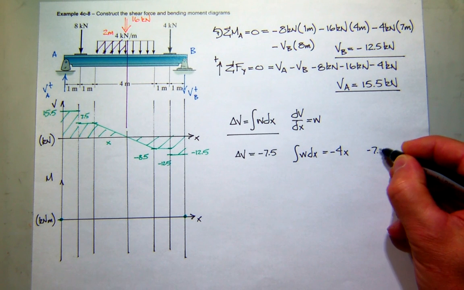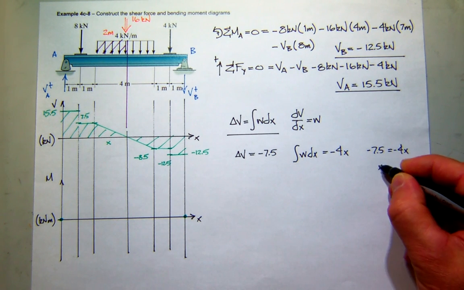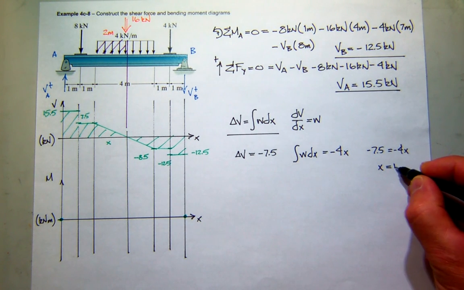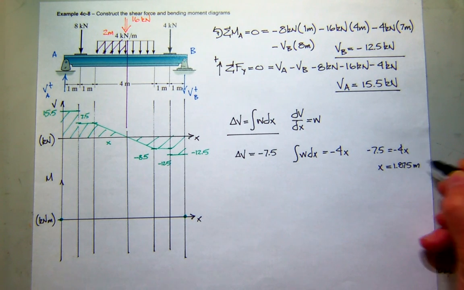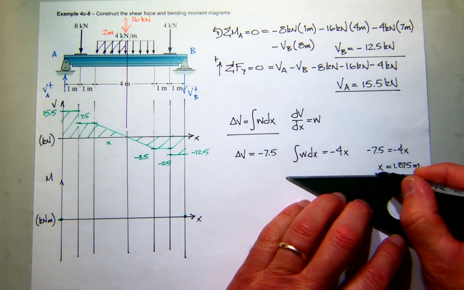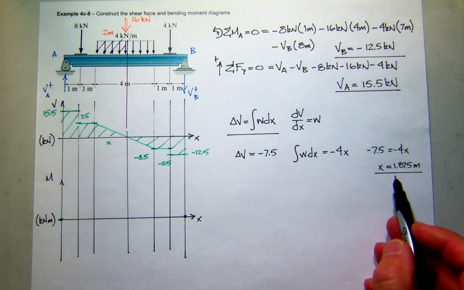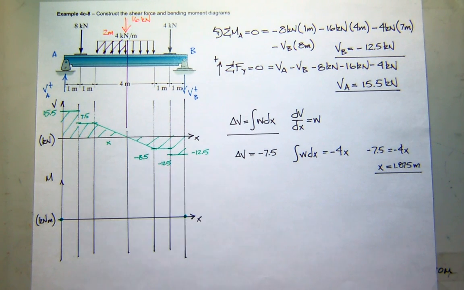So I get -7.5 equals -4x. So x is, what's 7.5 divided by 4? What'd you get, Mr. Rippey? 1.875 meters. Oh, that's going to be a nasty number. These should be rigged so that the number comes out to be like 3, 2. But it is what it is. There it is. So if I know that's 1.875, then I can figure out what this side is, right?